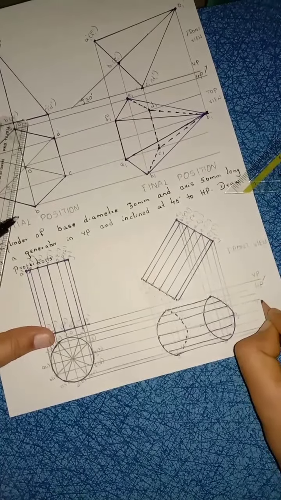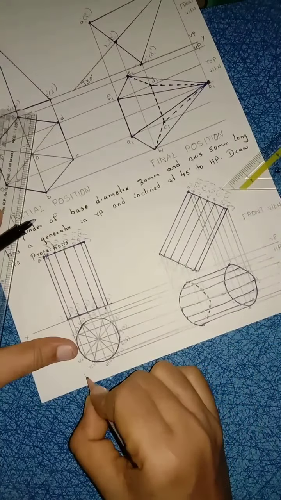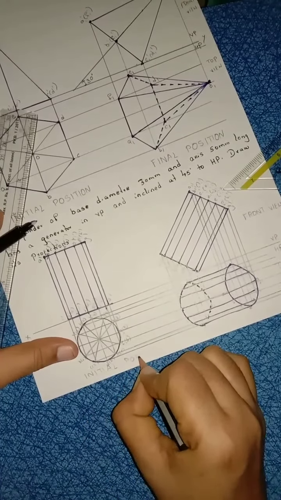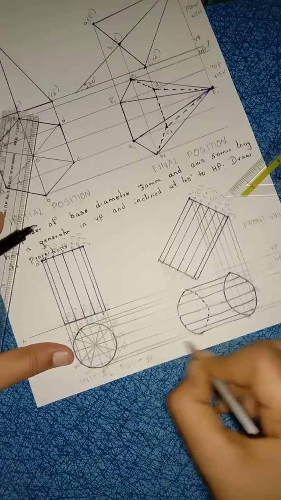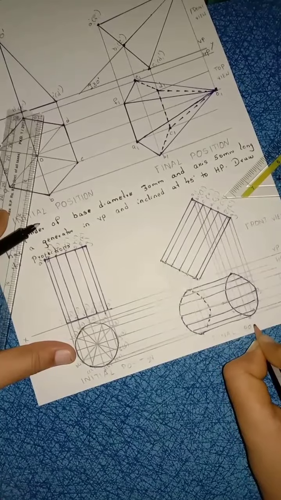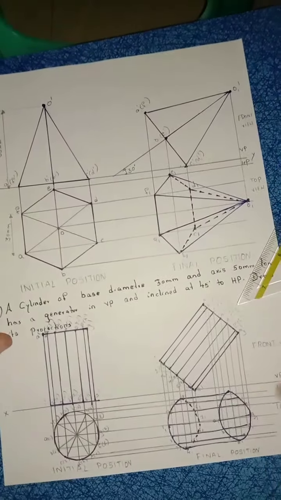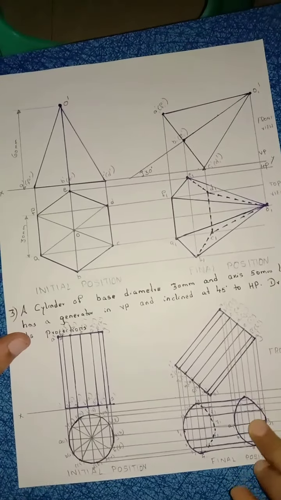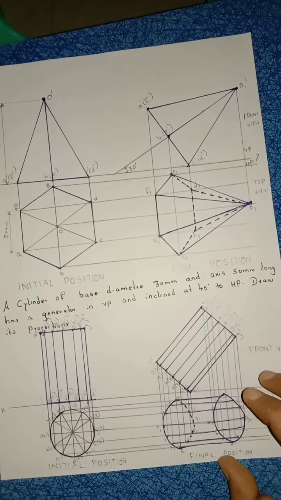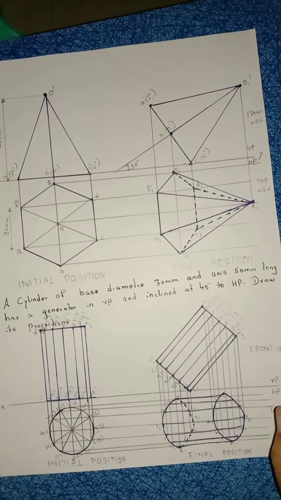and below the reference line, this is the top view. After completion of your problem, write down here, this is the initial position, and this is the final position. All problems are similar; you just have to identify whether you have to construct a prism or pyramid. In all these questions they mentioned only one angle, so we have drawn two positions.